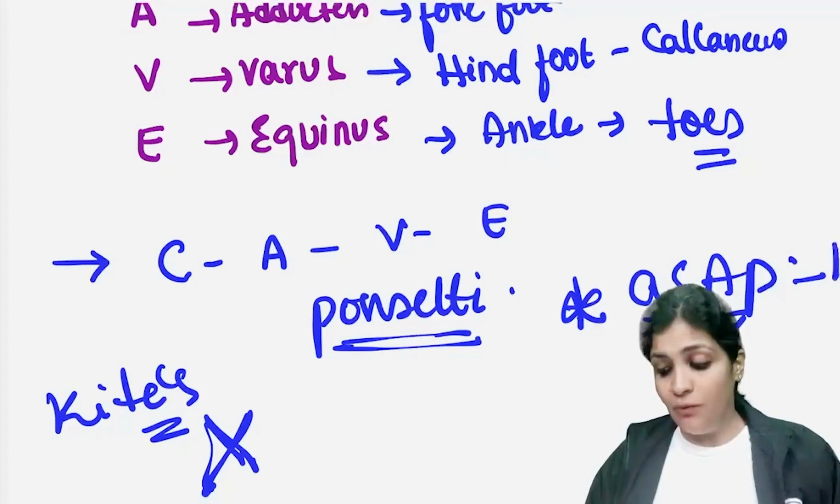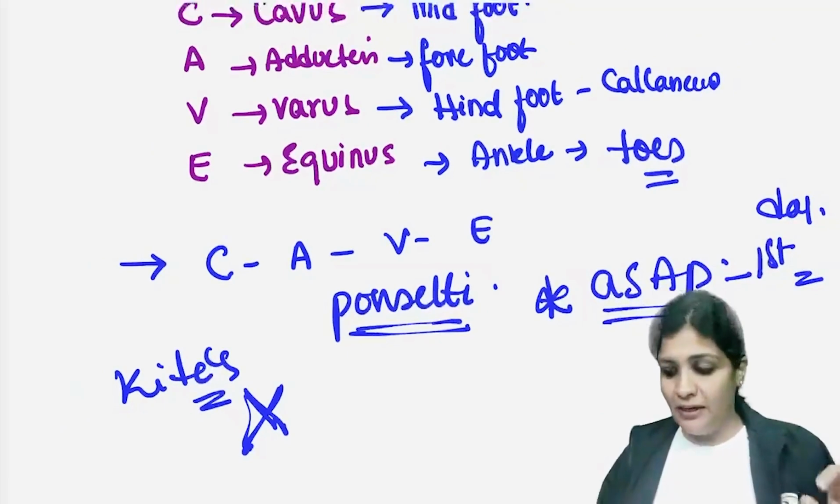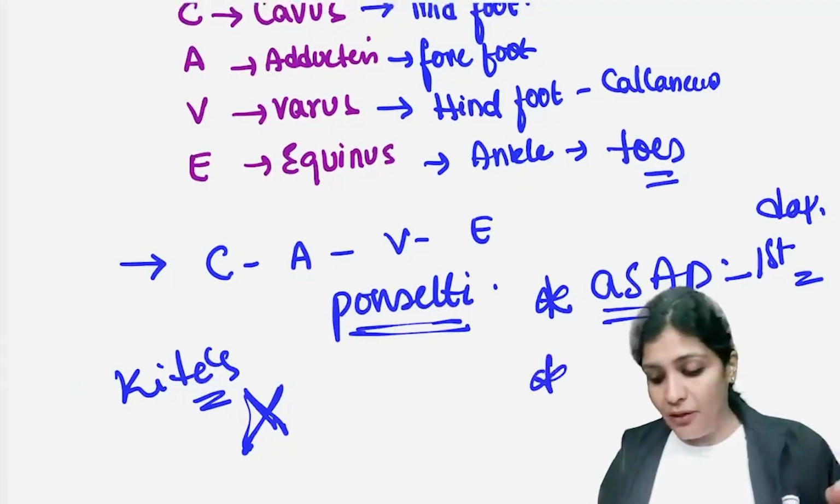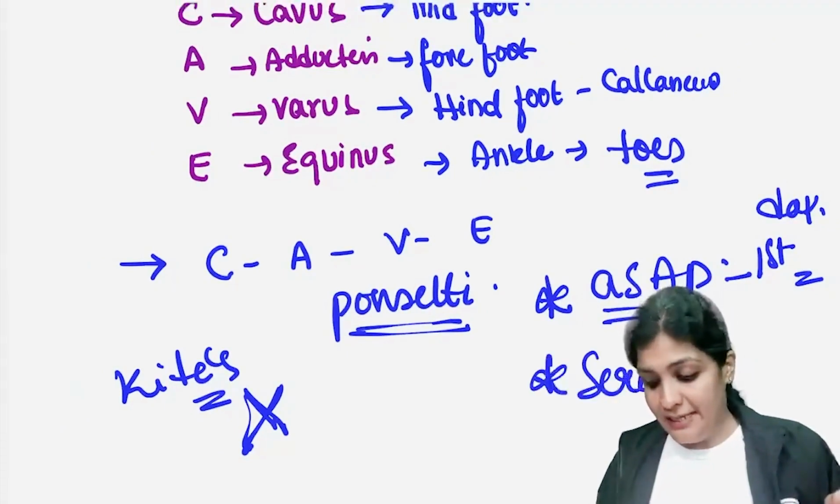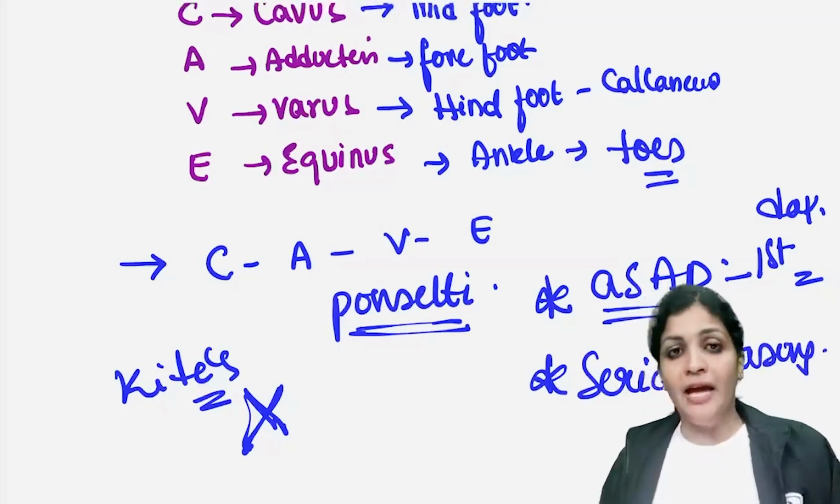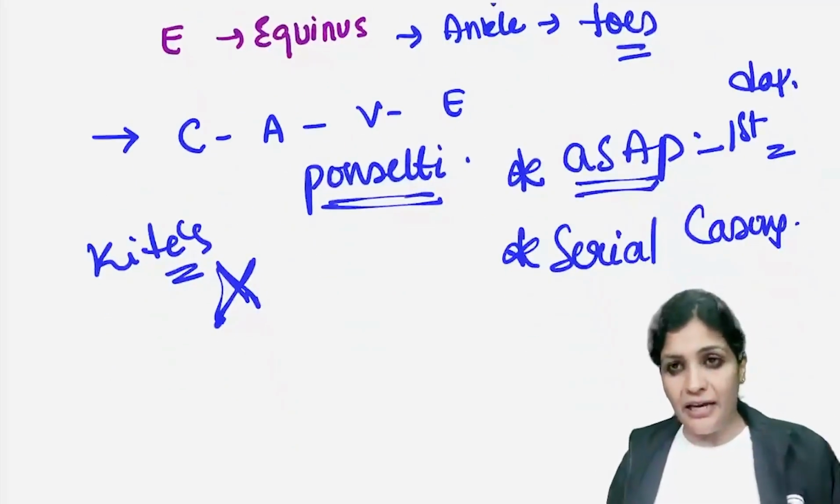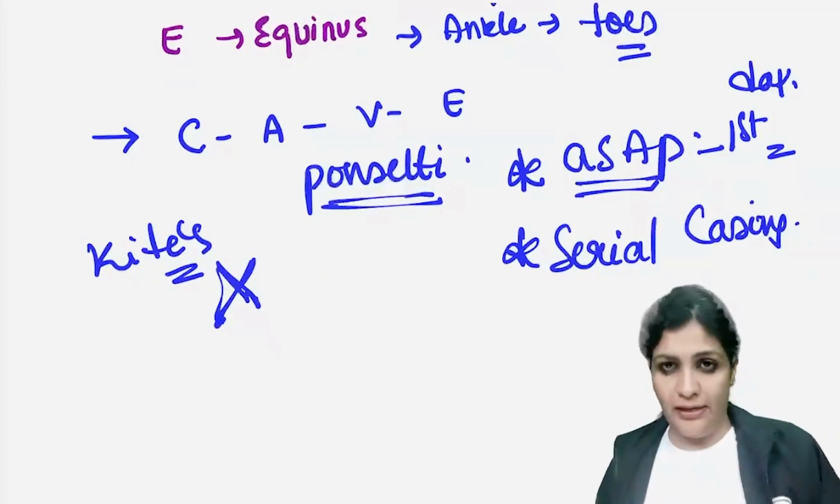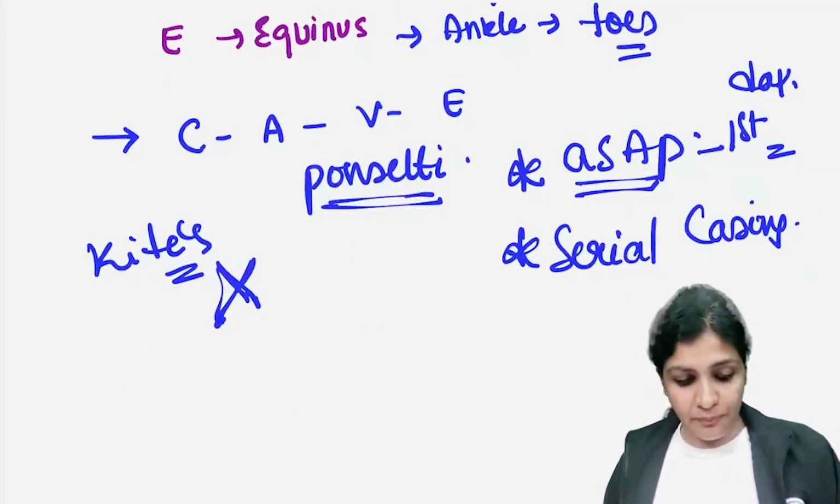Even on day 1 of the birth of the child, you can correct this deformity. And how do you correct? You will put serial casting. Serial casting in the order of cavus correction, adduction correction, varus correction, equinus. Right? So that is how you will do this serial casting.